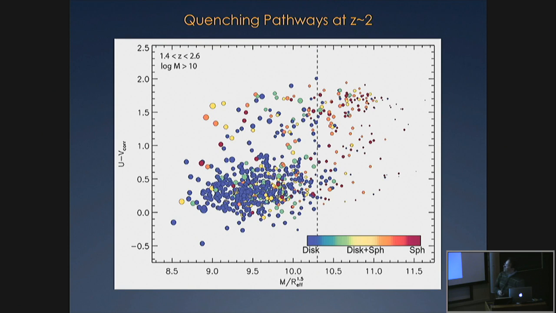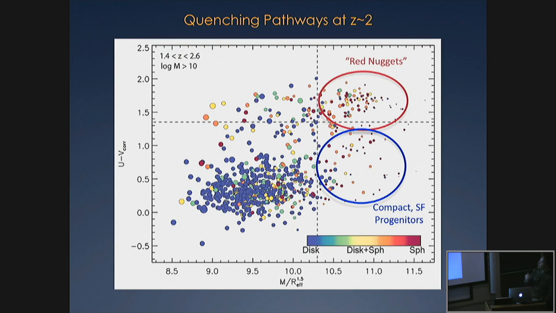We can draw a dividing line and say everything to the right of this plot is compact, everything to the left is extended, and then we could draw a horizontal line and say everything above this is passively evolving, so essentially the star formation activity is low, and everything below this line is actually star forming. And we think that these passive red nuggets, these really compact red sequence galaxies, live up here, and these are our so-called compact star-forming progenitors. These galaxies have identical structure to these passive galaxies. All we need to do is quench them, and they'll move up and become this population.